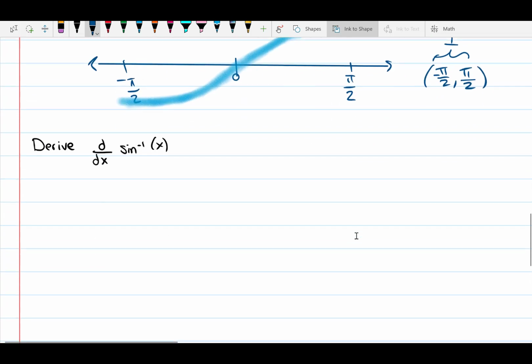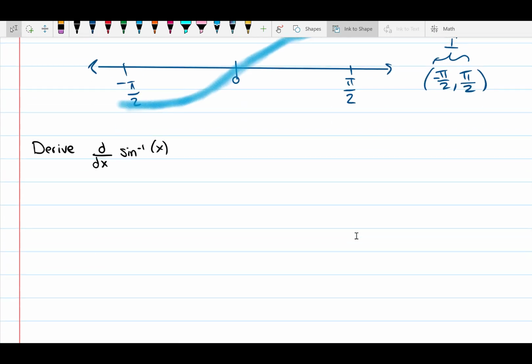Alright, so the actual problem is we're going to be taking the derivative. So let's go ahead and do that. Let's take the derivative. Well, step 1. We're going to rewrite the problem.